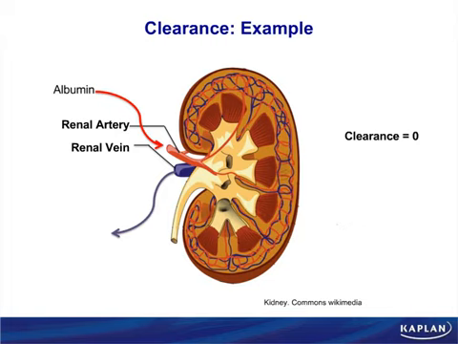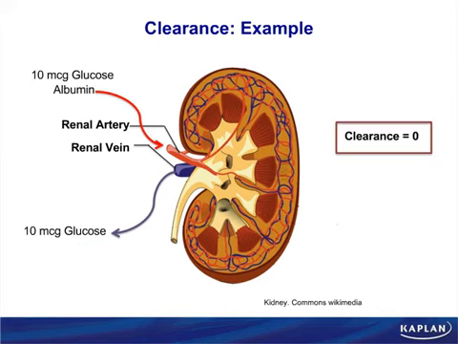Glucose is filtered and then fully reabsorbed. So if 10 molecules of glucose enter the kidneys, 10 leave. Therefore, 0 molecules are cleared. So clearance, again, is the volume of plasma from which a substance is removed. That's what clearance means. So, for example, glucose has a very poor clearance. It is not cleared because it is not excreted. And that's the basic concept of clearance.